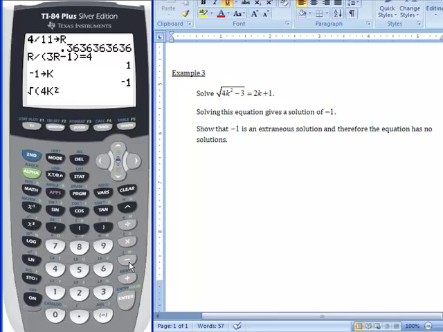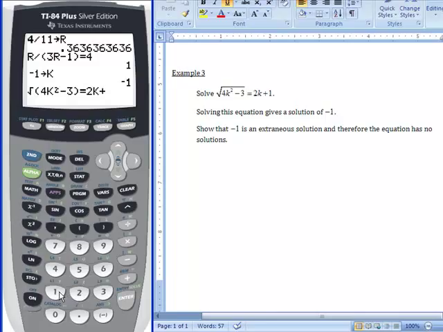So we have 4k squared. I need to still put in the minus 3. Now I'll close that right parenthesis, and there's the left hand side of the equation. Need to add the equal sign, so we press second and math to take us into the test menu. Choose option 1 for the equal sign. And then finally we need to put in 2k plus 1.